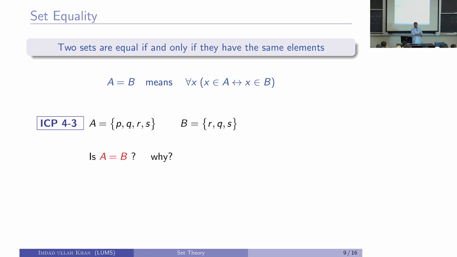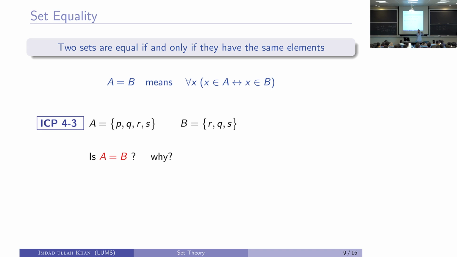Here is a set A, P, Q, R, S, and B, R, Q, S. Are they equal? Why not? Visually? P is in A, but it is not in B, right? Let's go to the if and only if formula. Is this for all x in A, x in B, is it true for Z? If I plug in, the x is a variable, not a letter, okay? If I plug in the value Z for x, is this statement true? It's true, right? Because Z in A is false, and Z in B is false, so this is true, right?